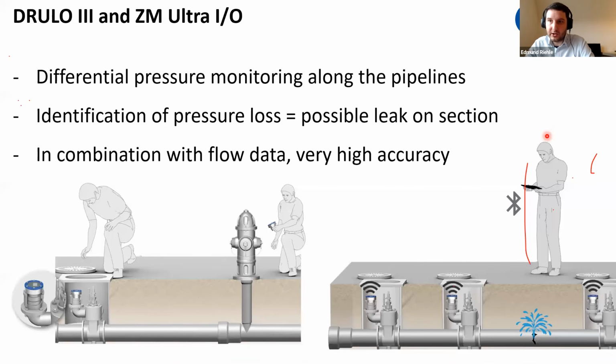Then we also installed pressure loggers. Trulo 3 is the product from us, a very accurate pressure logger. And the ZM Ultra also has the capability to attach I/O, like an additional sensor, which we applied as the pressure sensor there. Together, the flow data and the pressure data give very high accuracy. We could tell that on that section of pipeline we have a leak. And yeah, that was the case there.